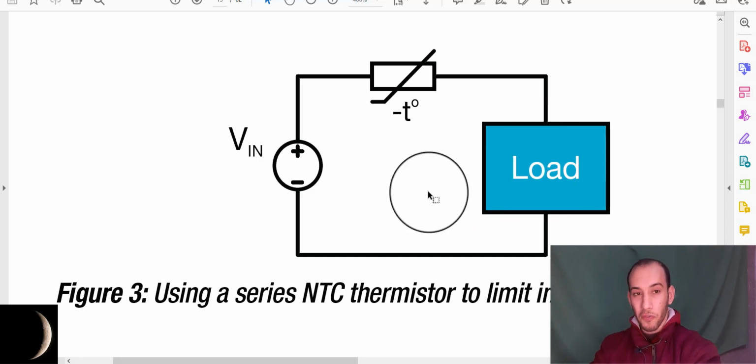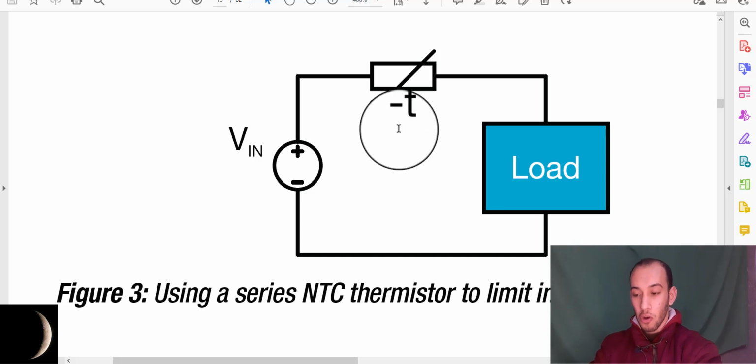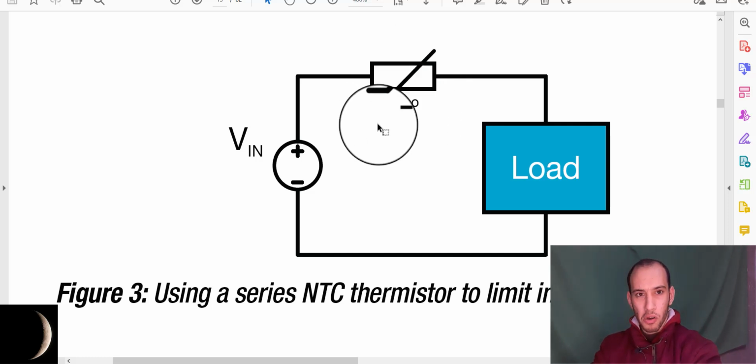The advantages of this sub-solution are low cost, easy implementation, and less power dissipated than the resistive one. But the big disadvantage is that if you shut down your system, your NTC will still be hot and its resistance will still be low. You will have to wait for the NTC to get cold so that you can power up your system again.